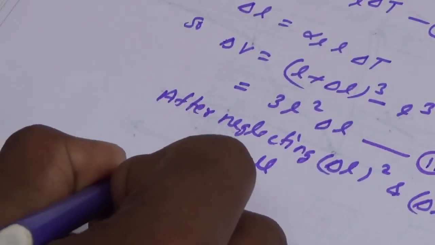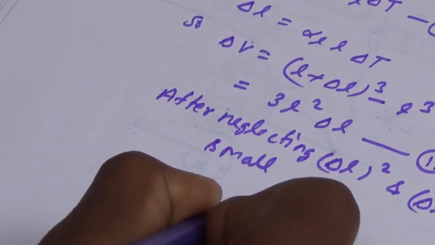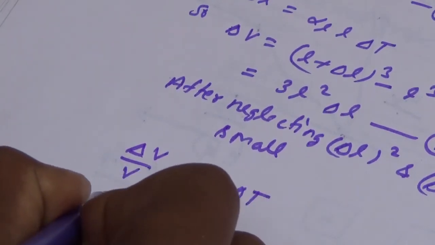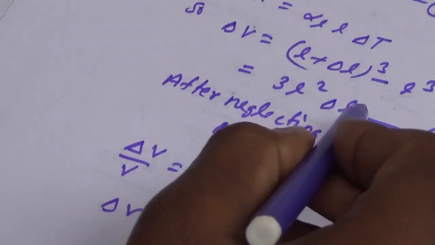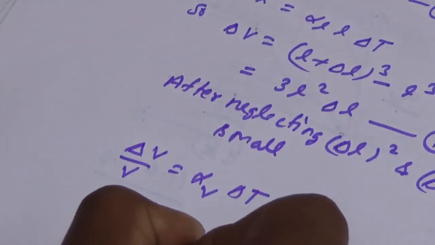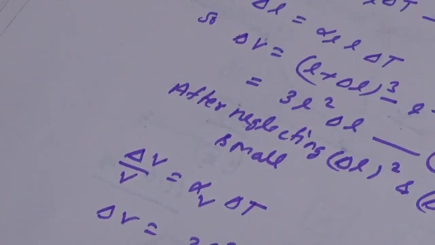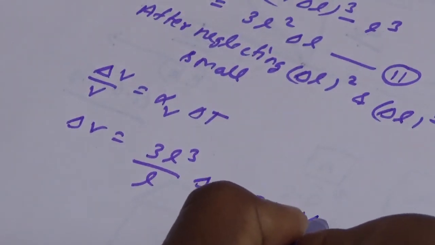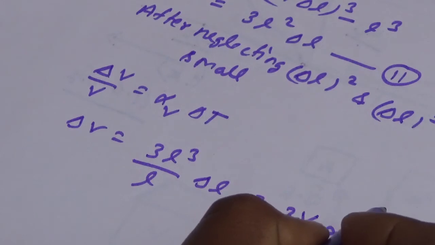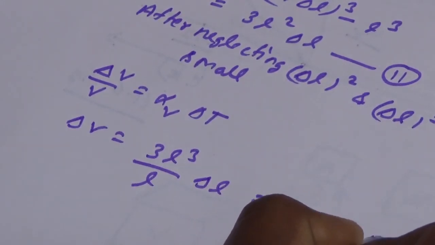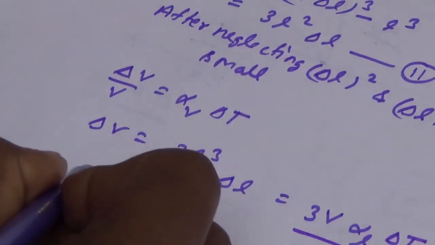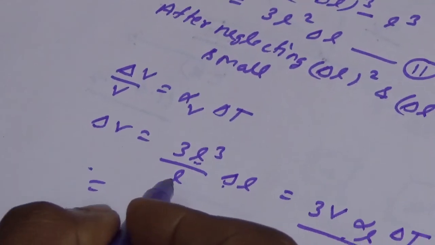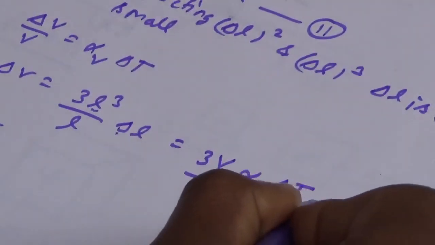Also we have discussed del V upon V is equal to alpha V del T. By the use of equation 2, we can write del V is equal to 3 L cube upon L into del L. L cube means V, so 3V times del L upon L is equal to alpha L del T. It is equation number 3.